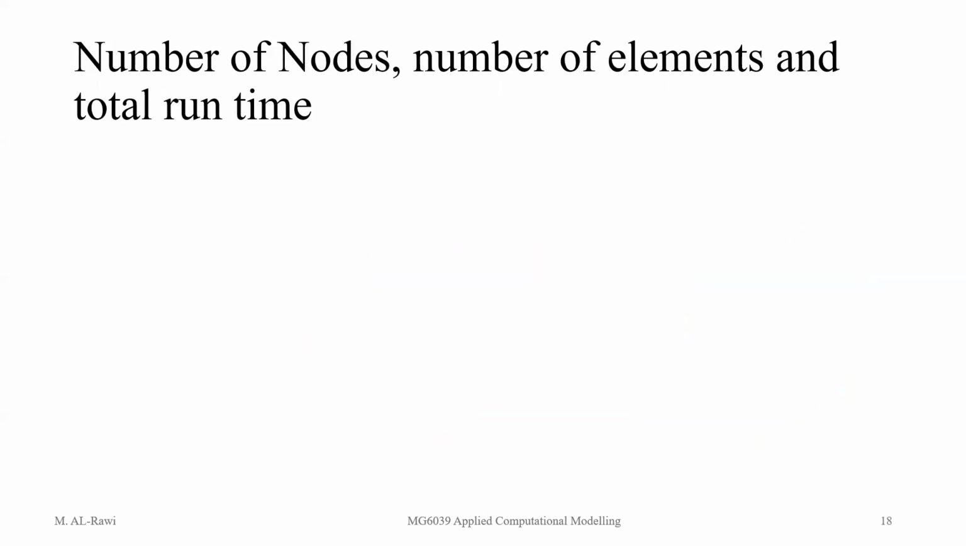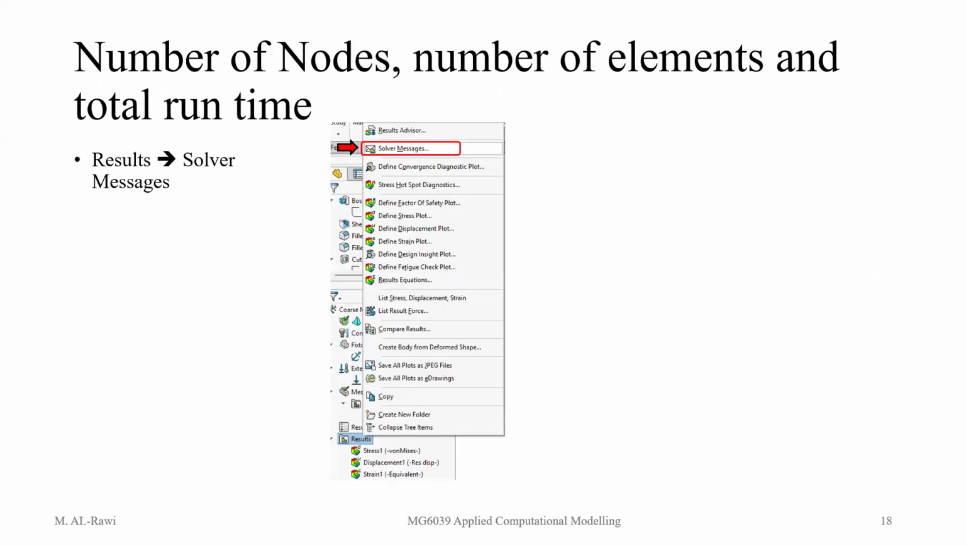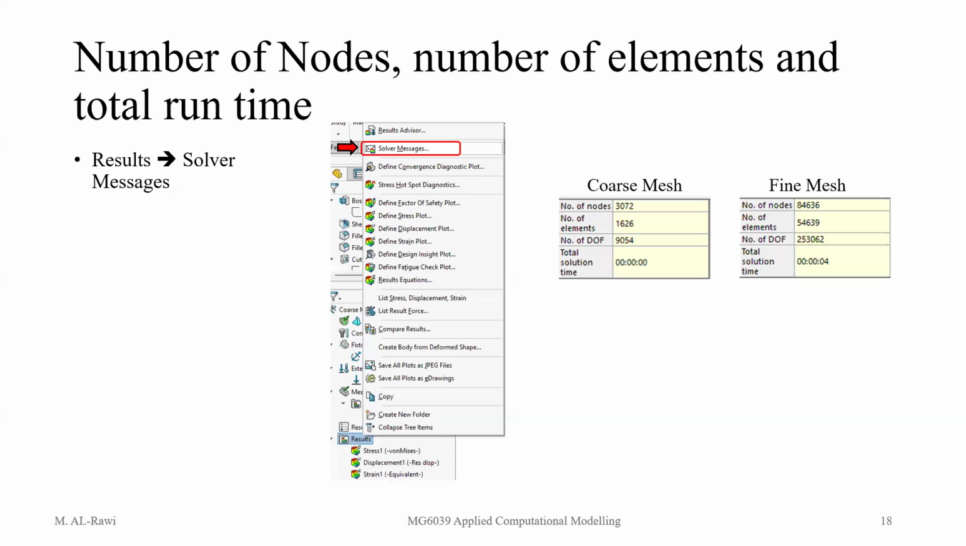Something I want to check: number of nodes, number of elements, and the total runtime. So you go to results. Click on the results and find solver messages. I'll show you the demo. If you don't know what I'm talking about, results is here, the one showing the results. Right click on it, click on the envelope icon that says solver messages. You can do it for the default, for the coarse and the fine mesh, and that will tell you those messages.